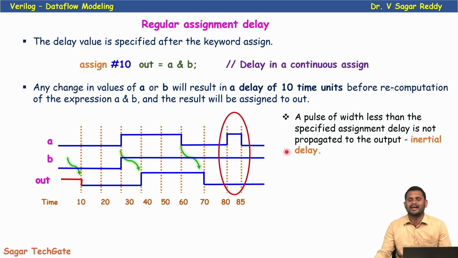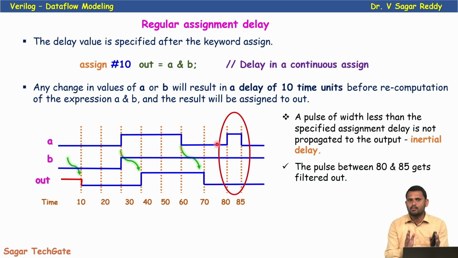This delay is called inertial delay. The pulse between 80 and 85 gets filtered out. It won't propagate to the output. What do you understand from this? The input should be stable for at least 10 time units. In this statement, A and B should be stable for at least 10 time units, and only then will it propagate. Even if you change A and B, they should be stable for 10 time units.